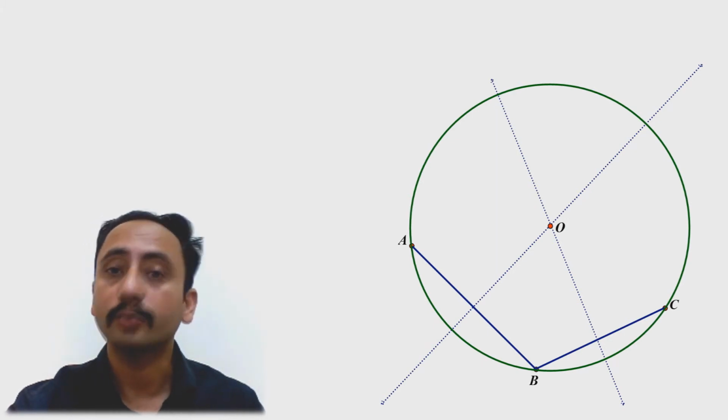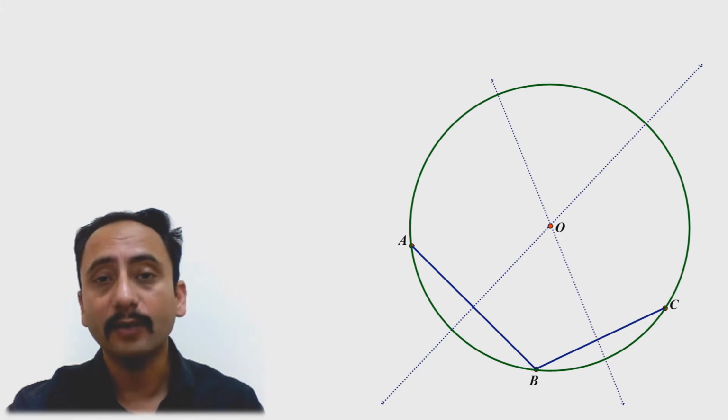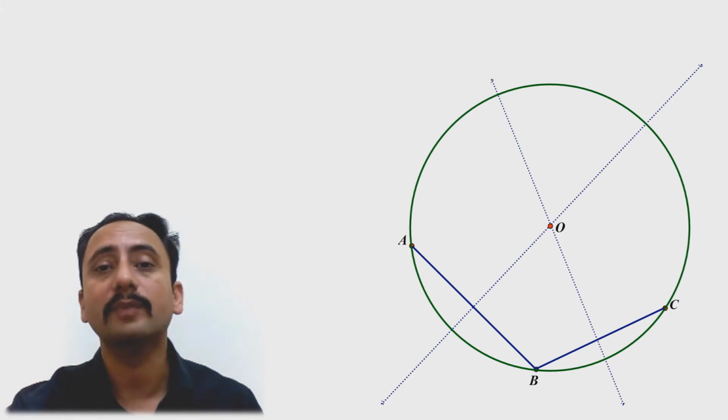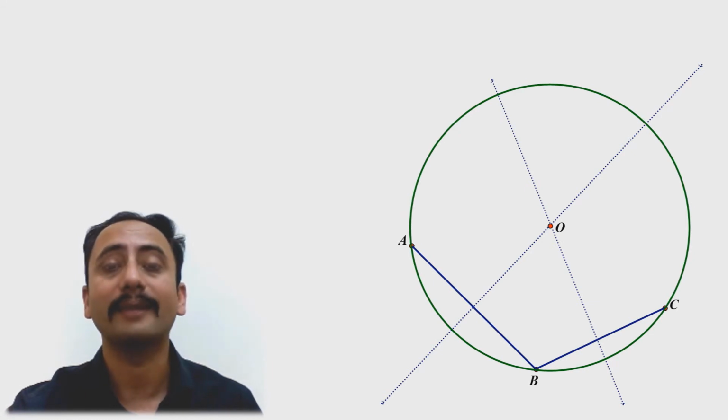Remember there is one and only one circle which can pass through 3 given non-collinear points, because the perpendicular bisectors of AB and BC will intersect only at one point, means there will be only one point which will be equidistant from the 3 non-collinear points.